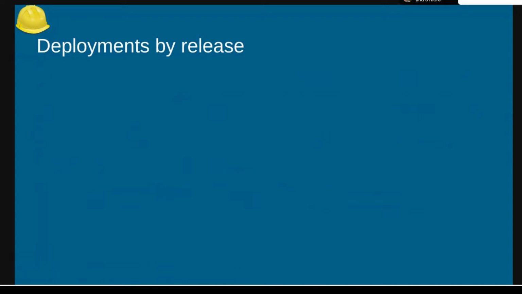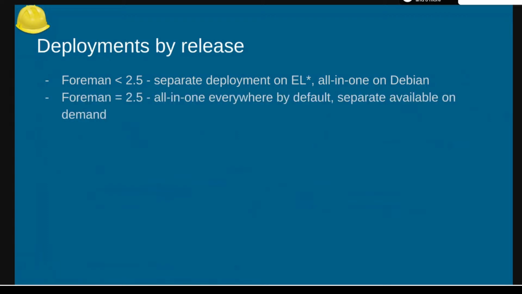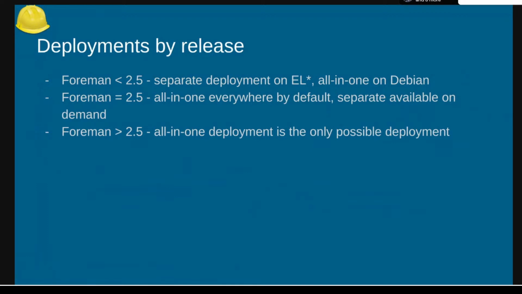This effort is underway. Before Foreman 2.5, we had a separate deployment on enterprise Linux-based distributions and all-in-one on Debian-based distributions. Foreman 2.5 is the breaking point. We changed the default value in the installer. So now on Foreman 2.5, you will get the all-in-one deployment everywhere, but you can pass an option to the installer to get the separate deployment if you want for some reason. However, on 2.6 and later, the all-in-one deployment will be the only possible deployment, and that will be it.